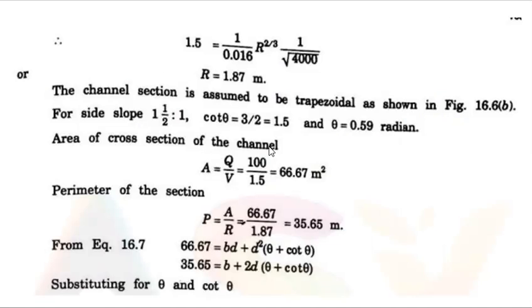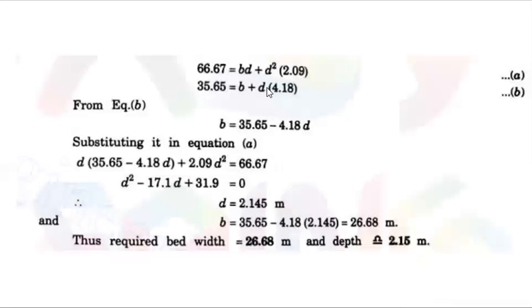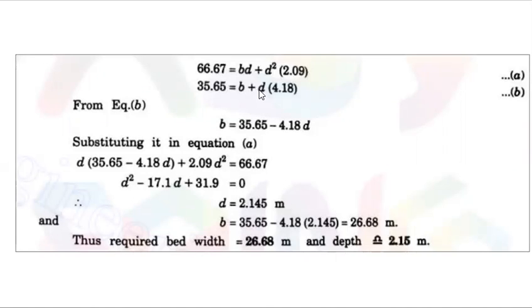Okay, so the area of cross section of the channel, you know A is equal to Q by V, and you can find the value for A. And the perimeter, P is equal to A by R, and we already found R, so you can find it. Then you can use the same area and perimeter formulas, substitute in the two equations and get the values for the dimensions. So here the required bed width is 26.68 meter and the depth is 2.15 meter.